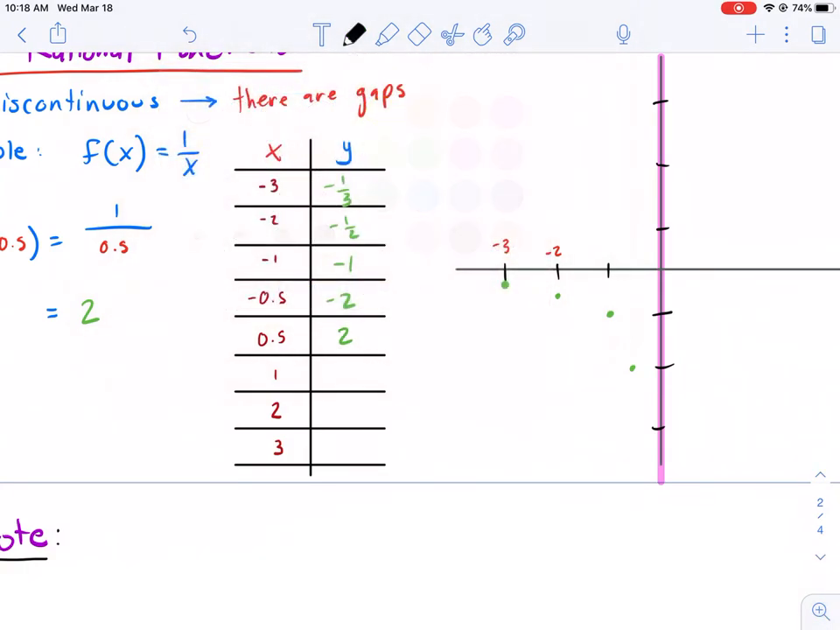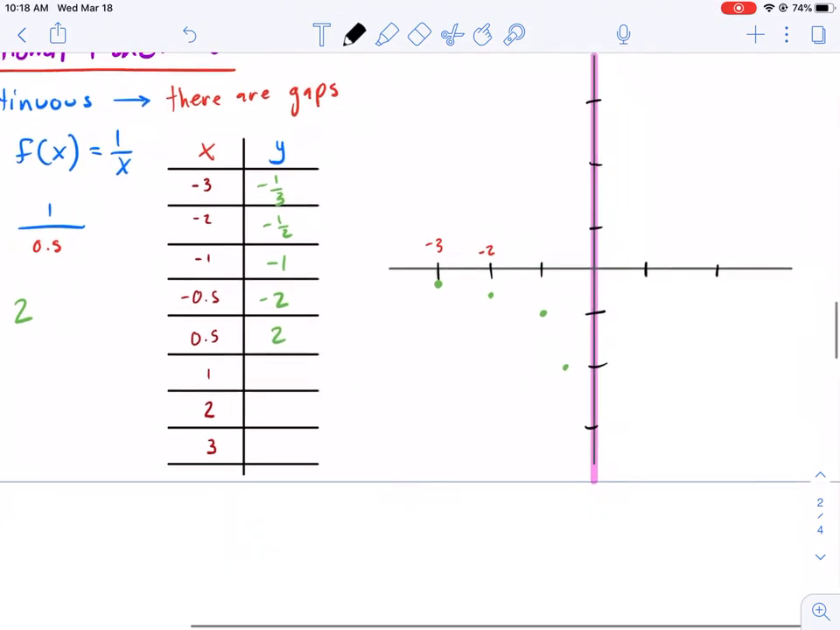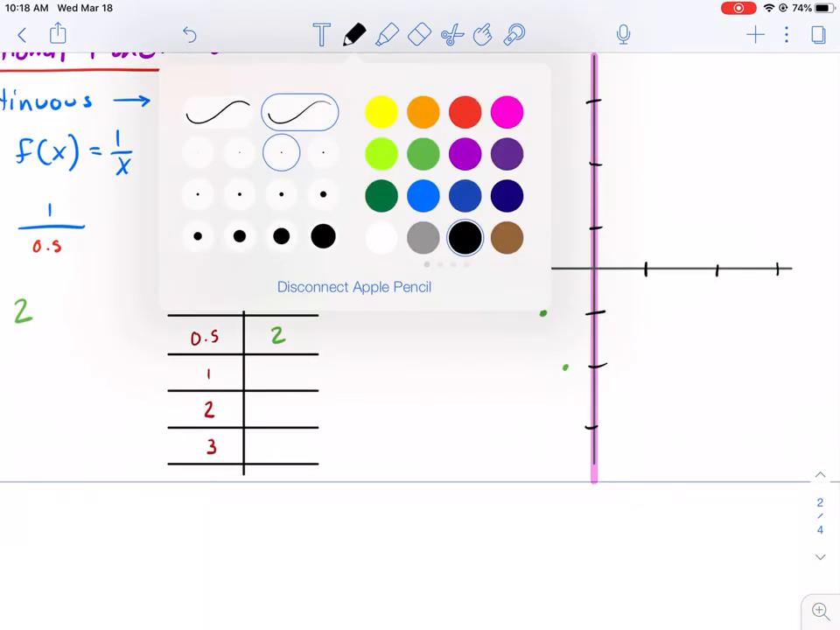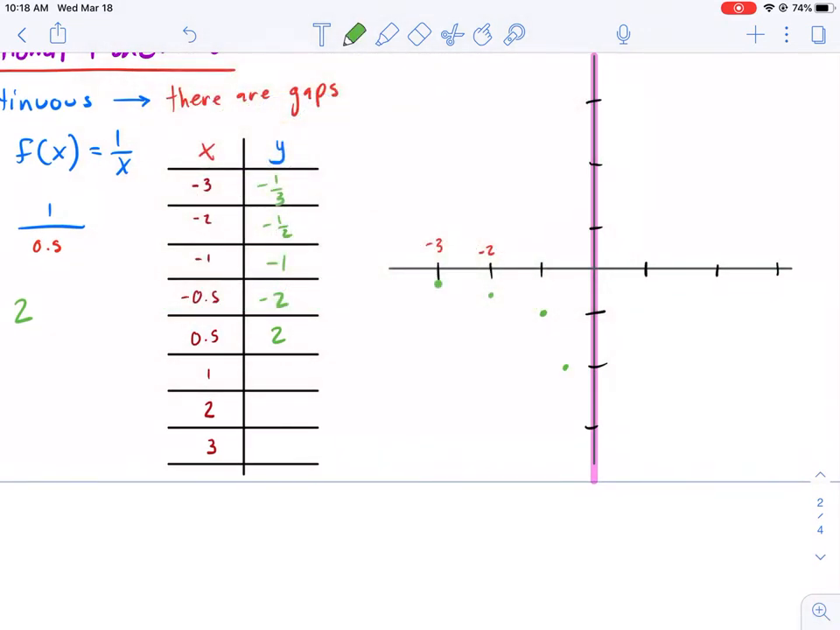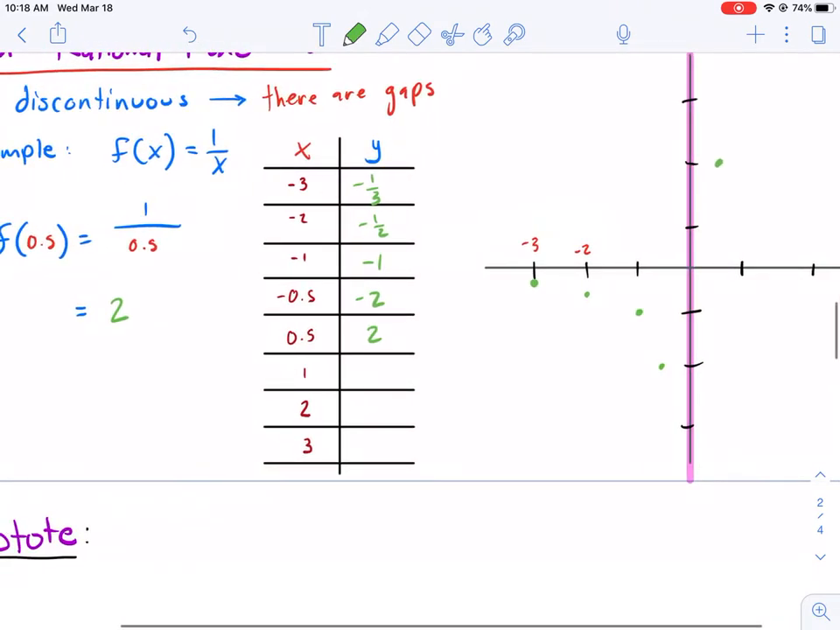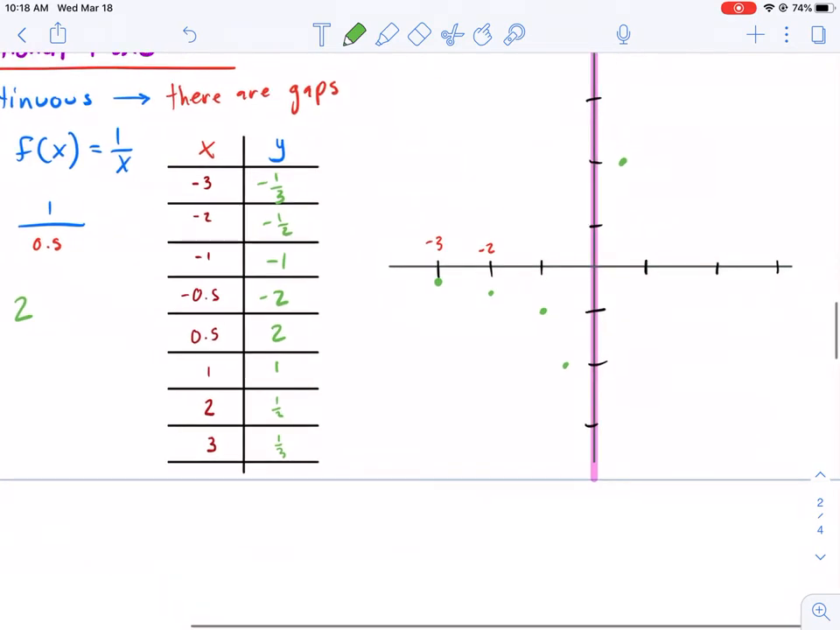Okay, so I need to go over into the positive x values. And it looks like I'm going to have just the opposite effect. As I put in 1, I'm going to get the value of 1. As I put in 2, I'm going to get 1/2, and then I'm going to get 1/3. So it's going to look something like this.